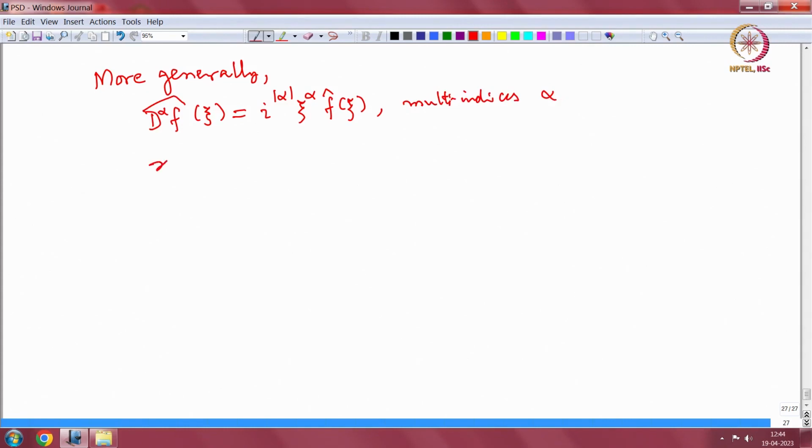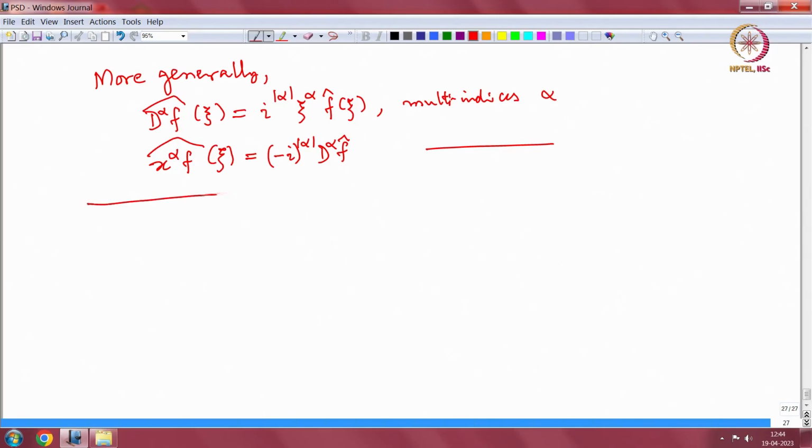And then the converse part. If I take a polynomial times the function, then its Fourier transform is minus I to the mod alpha, d alpha of f cap. Again, you just iterate them, assuming that all these functions are in L1.